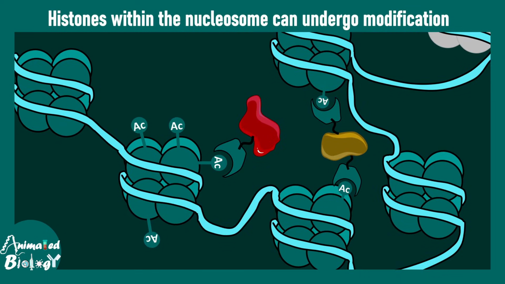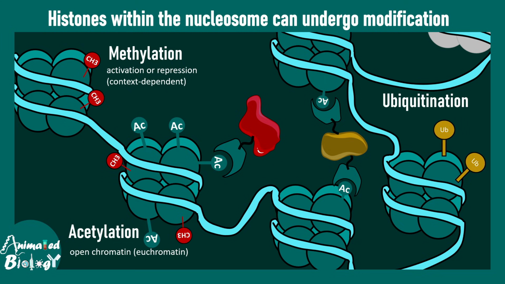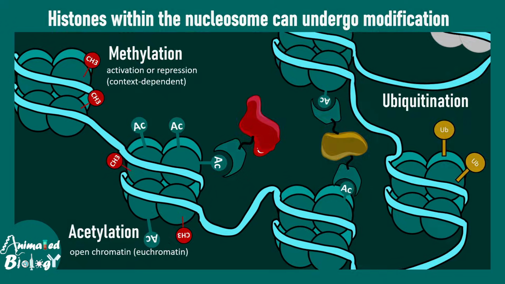So histones within the nucleosome can undergo several modifications, and these alter the way they interact with the DNA. Modifications could be acetylation, which is often associated with open chromatin states. There could be methylation, which might lead to activation or repression of gene expression based on context. There could be ubiquitinylation, which has a different effect on the chromatin architecture.